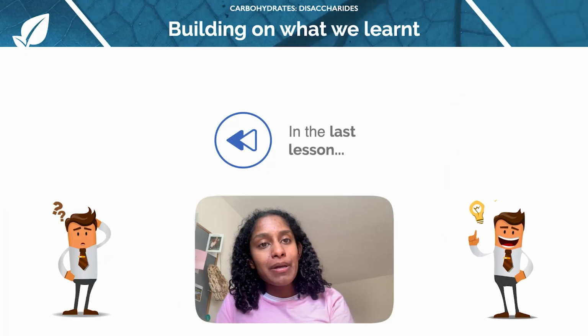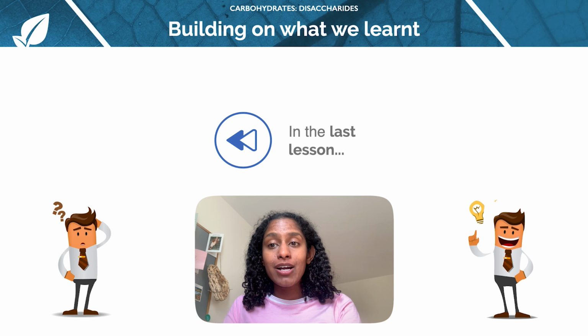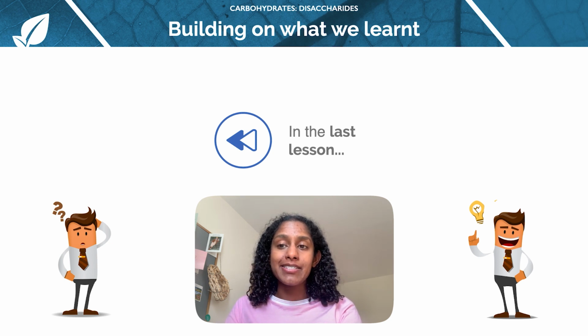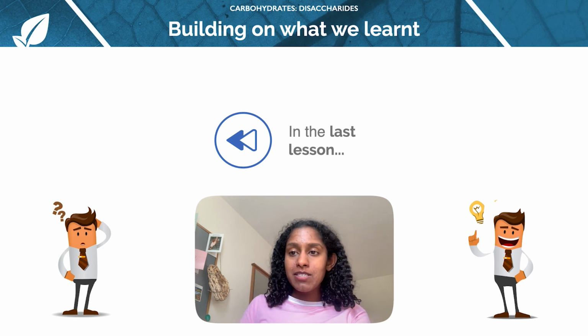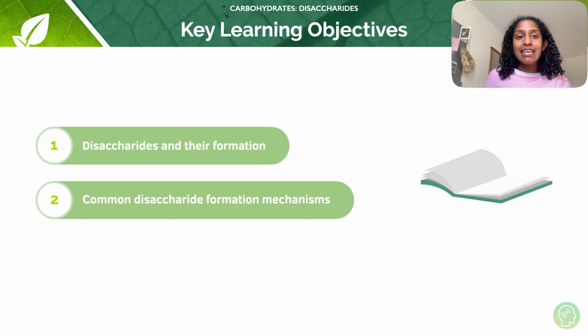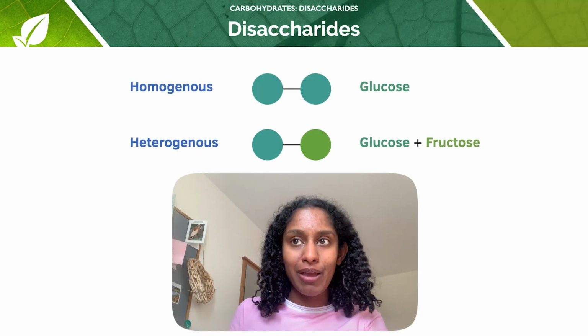So just to recap, in our last lesson we learned that monosaccharides are simple sugars and glucose is an example. There are two isomers of glucose, alpha glucose and beta glucose. Now we have two key learning objectives. Number one, disaccharides and their formation, and number two, common disaccharide formation mechanisms. So without further ado, let's get going.